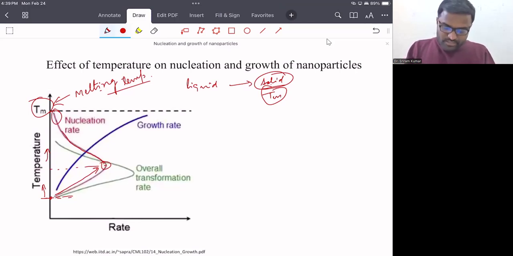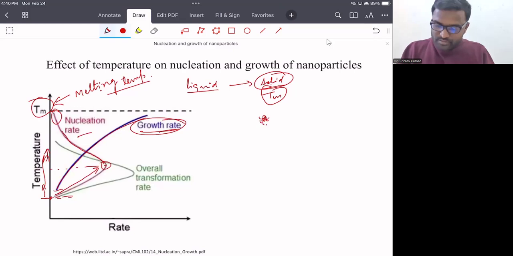This is the nucleation process, and the growth rate increases with temperature. If you increase temperature, there is an exponential increase in the growth rate of the nanomaterial. From the liquid to the solid, if we have increased the nucleation, and we have the different nuclei here, what happens?